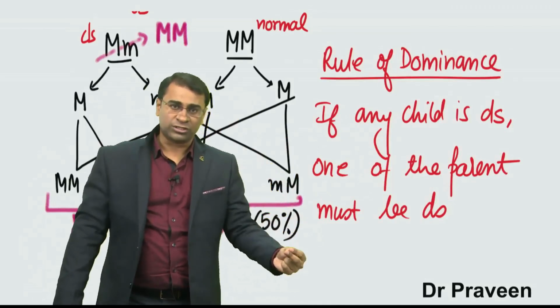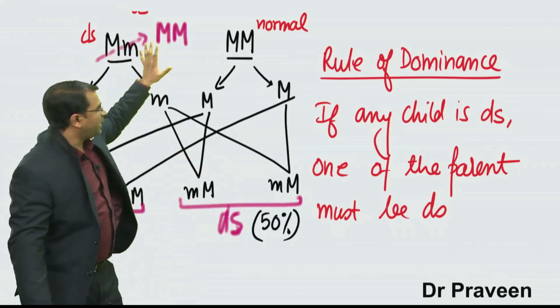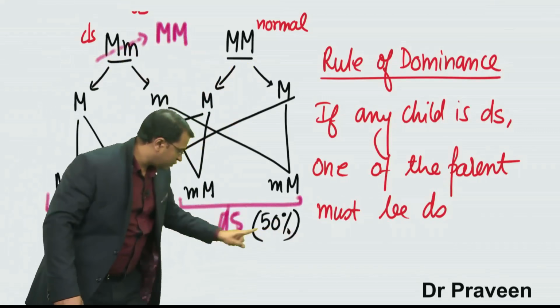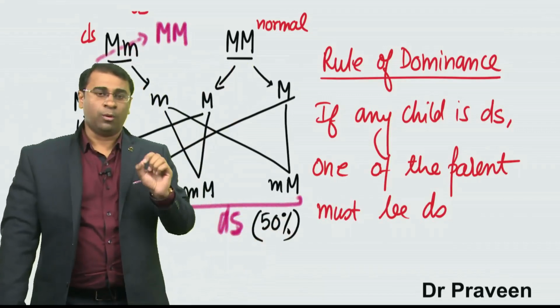It is not possible that in a dominant inheritance, both the parents are normal and still the child is diseased. It's just not possible. Okay. So this is the rule of dominance.